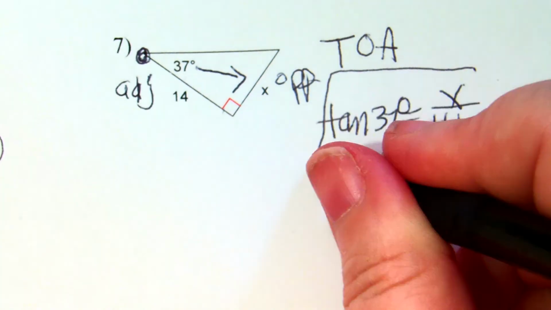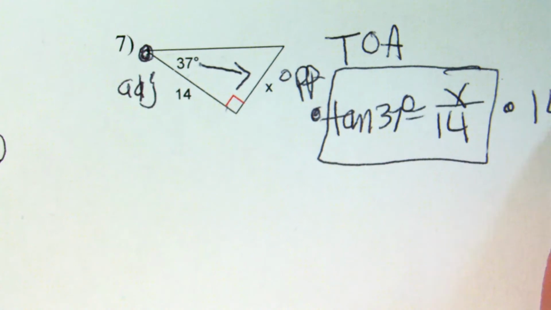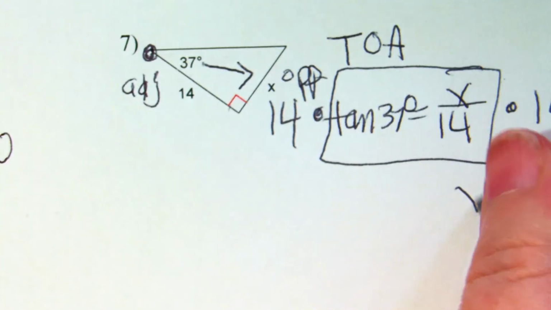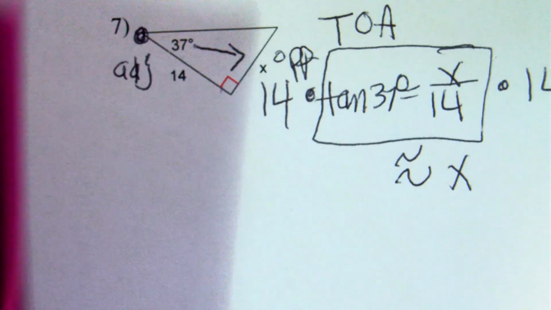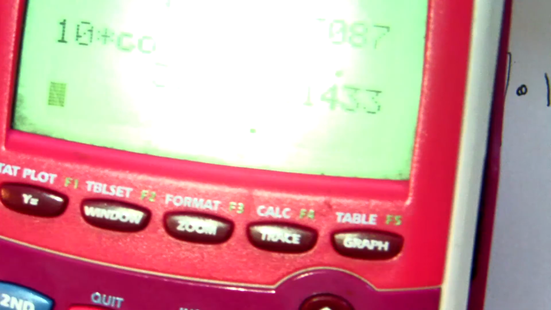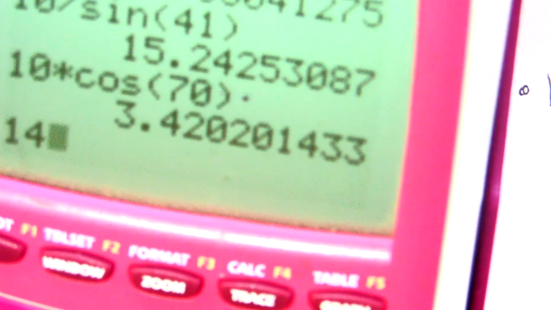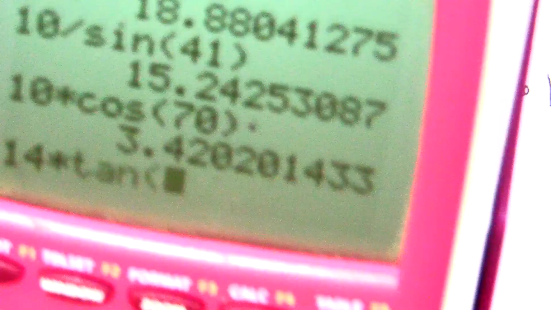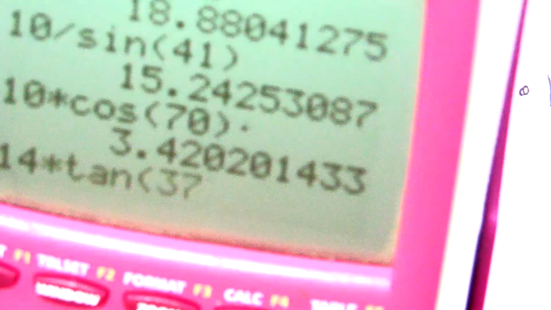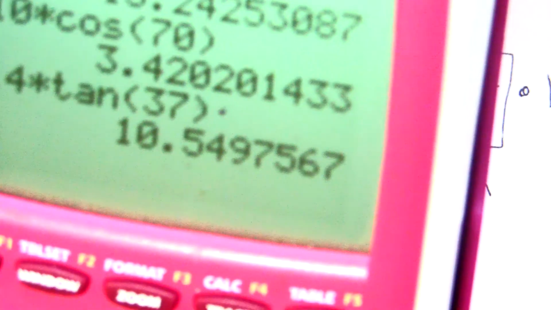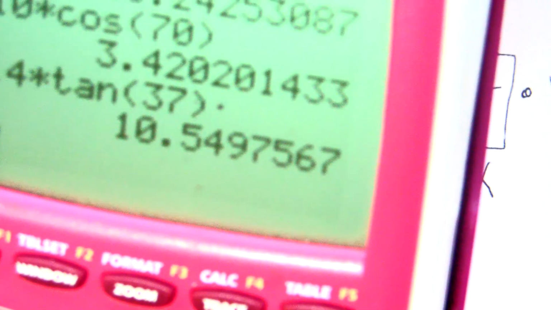Put a box around it. What do we multiply both sides by in the denominator? 14. So 14 tangent 37 degrees. 14 times the tangent of 37 degrees. 10.54. 4 is less than 5, so it stays the same, 10.5.